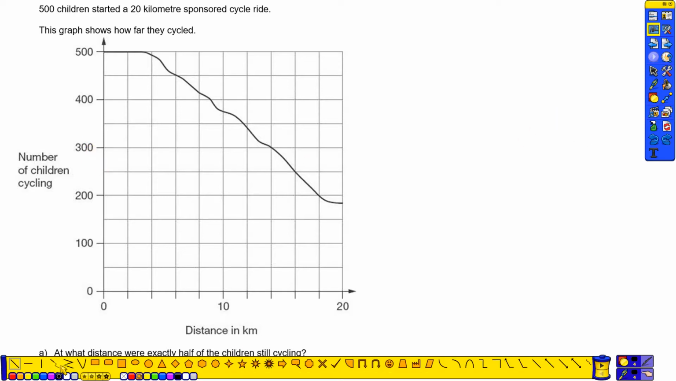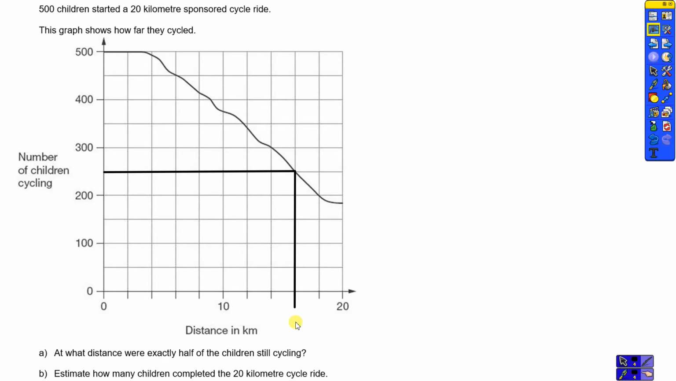And then because we need to find the distance, we need to go along from 250. Then we need to go down. Now this question's quite difficult because the distance isn't labelled here. And now some children might think, well, it's 3 after 10, it's going to be 13 kilometres. But we need to think more carefully.